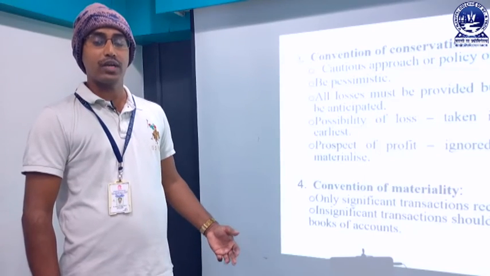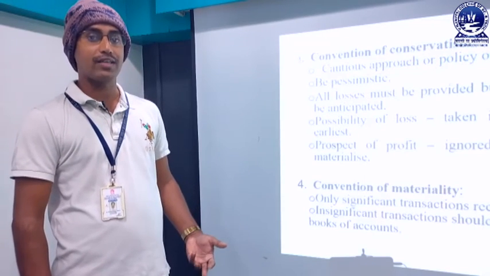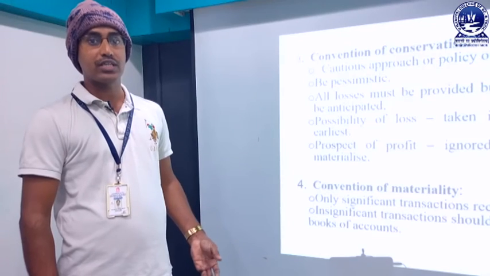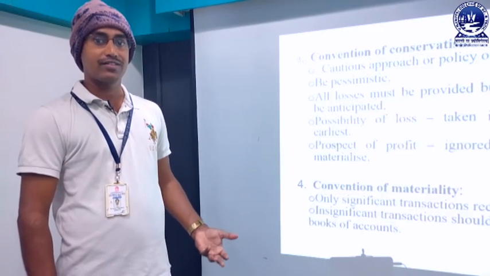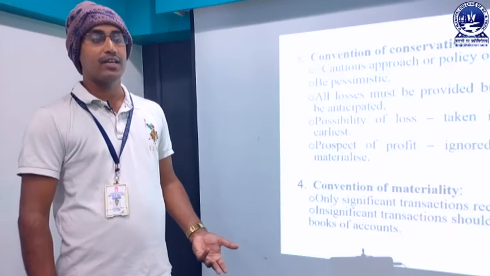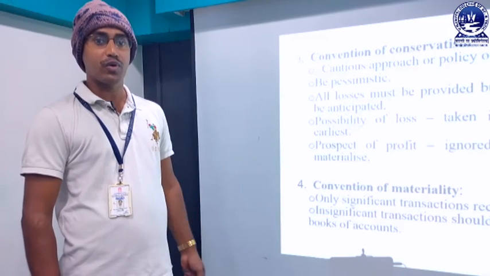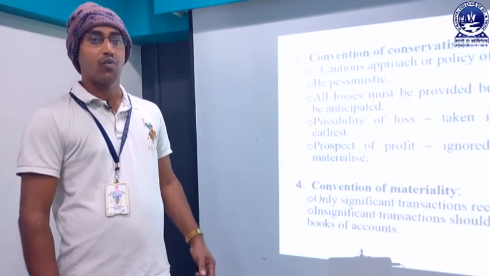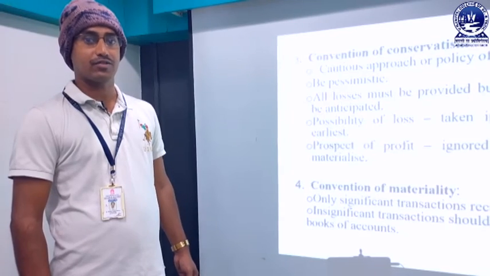So we must record it under one head, called miscellaneous expenditure or miscellaneous receipt. For example, postage, telegram, telephone bill or snacks, anything else. A very small amount of expenditure is made during that head, and we must take it under one head, called miscellaneous.